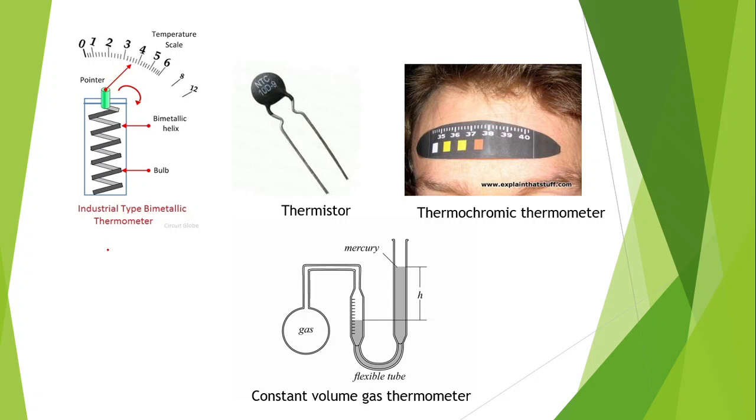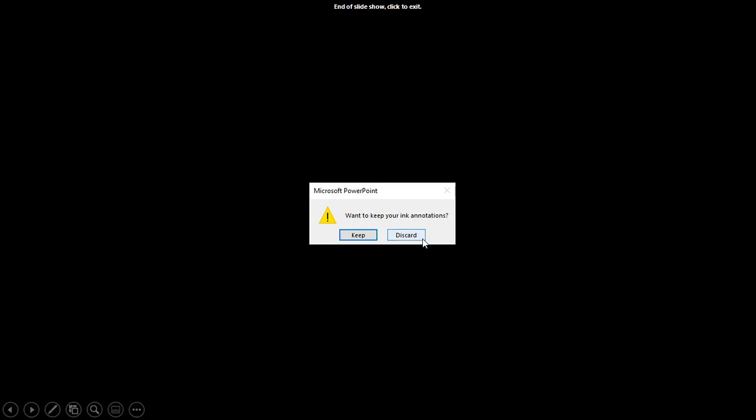I didn't really mention this, but this is an industrial type bimetallic thermometer, which uses the contraction or expansion of a bimetallic strip in order to measure the temperature or to calibrate it. This is a thermistor, which changes its resistance with change in temperature. This is a thermochromic thermometer, which changes its color or shows us different colors when it is put on a surface. And this is a constant volume gas thermometer. All of these are very accurate and they have their own applications. This is about it for the thermometers chapter.